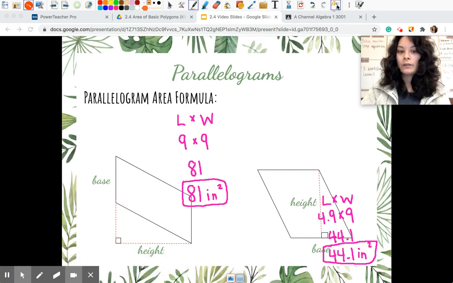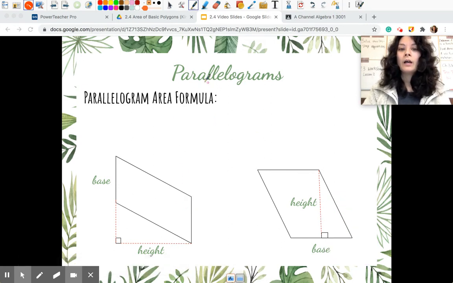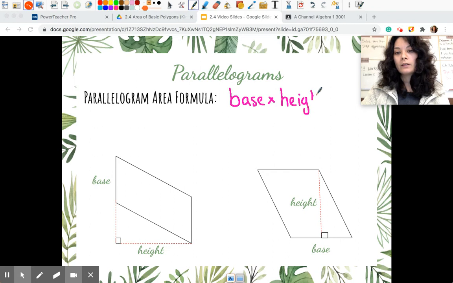All right, so the next shape that we're going to talk about are parallelograms, kind of a fancy word, but they're not too difficult. The area of a parallelogram is going to be the following formula, so let's write this down. It's going to be base. I'm actually going to write out the words so you can see it first. Base times height, and oftentimes the way you see that written is just b times h. Okay, so the B stands for base and the H stands for height.